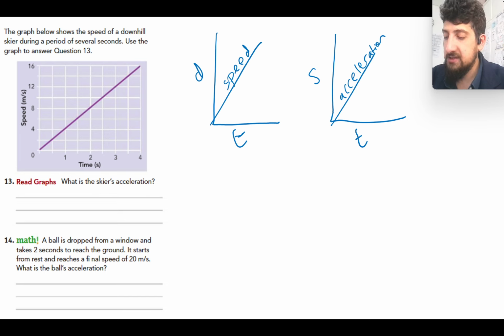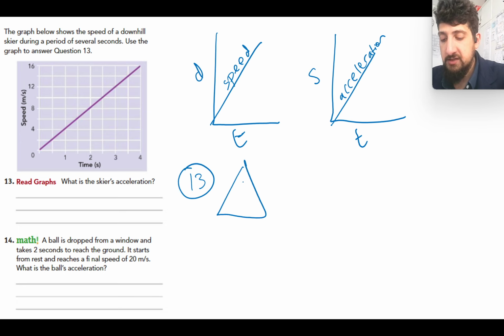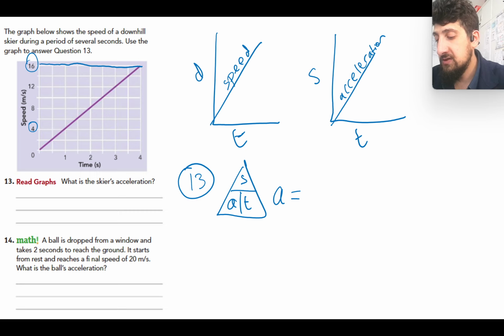Okay, what is the skier's acceleration? How do we calculate the skier's acceleration? Well, it's easy. We know the formula. Acceleration equals speed over time. What is the speed? Well, I can pick any speed I want and any time I want from the graph. But I'm going to pick 16 and 4. I can do that. So let's have a look. So that's 16. So what's the time? That's 4 seconds. And the time is 1 second.